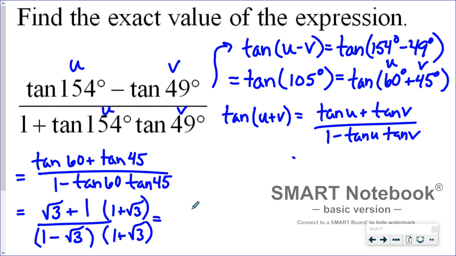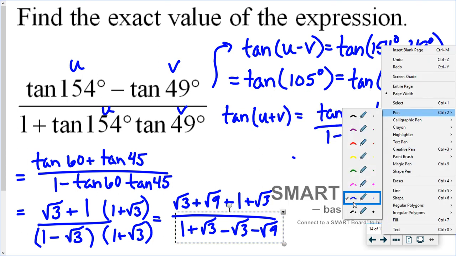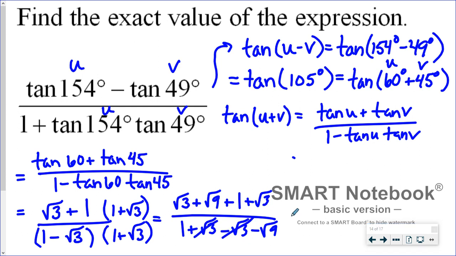So now when I distribute up here, I'm going to get the square root of 3 plus the square root of 9, which is just 3, right, plus 1 plus the square root of 3. That I just FOILed. All right, down below, I'm going to get 1 plus the square root of 3 minus the square root of 3 minus the square root of 9. All right, so of course, the plus square root of 3 minus square root of 3 will cancel here. All right. Of course, the square root of 9 is just 3. Same thing down here. All right, so here we have 3 plus 1 is 4. The square root of 3 plus the square root of 3 is 2 square roots of 3. And down below, 1 minus 3 is negative 2.